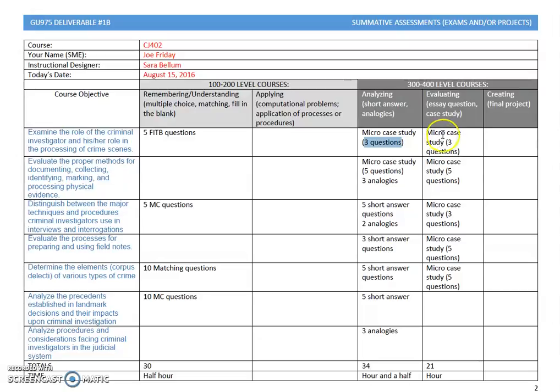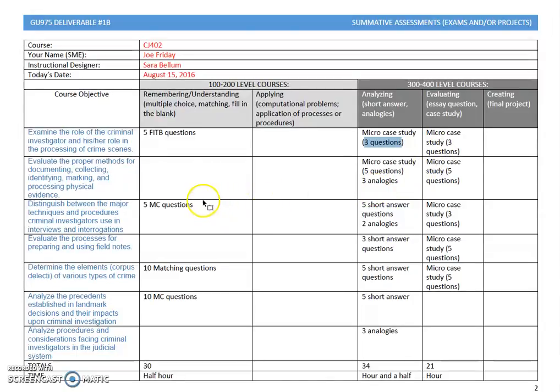When we ask them to evaluate the micro case study, they need to apply criteria to indicate what happened in the case study was either correct or incorrect or appropriate or inappropriate. So from my one micro case study, I can get 6 questions, and they will be at both the analyzing and the evaluating level of Bloom's taxonomy. So this is how I'm going through my mapping process.